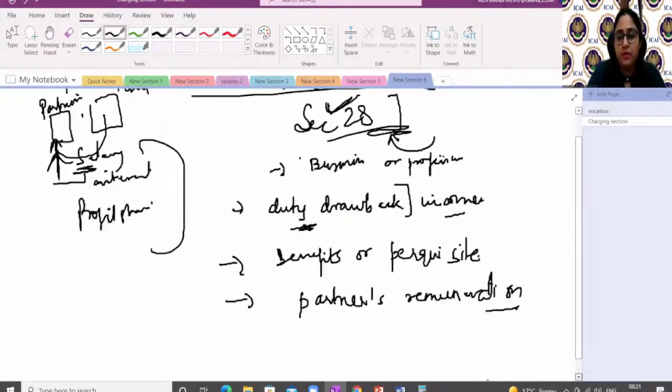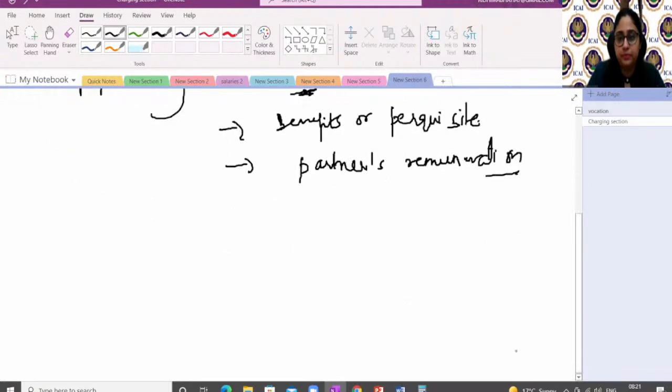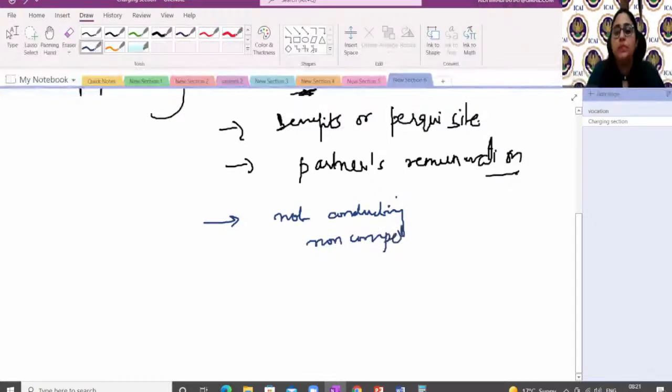Apart from that, anything which you get for conducting a business is your business income, but anything which you get also for not conducting the business, non-compete fees, anything in relation to your business that you are getting, is part of your business income. What is this? Simple.